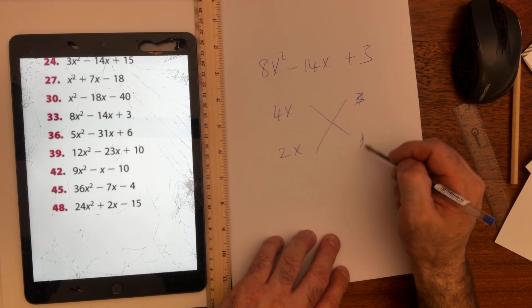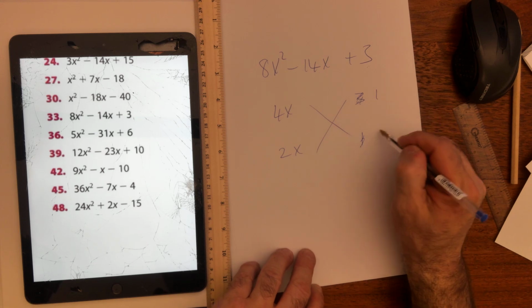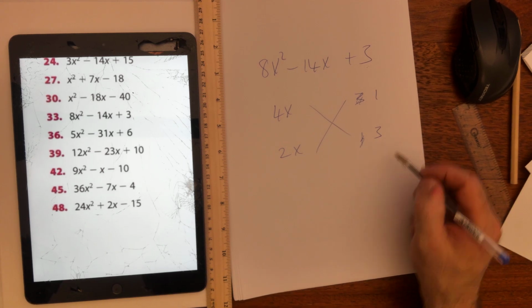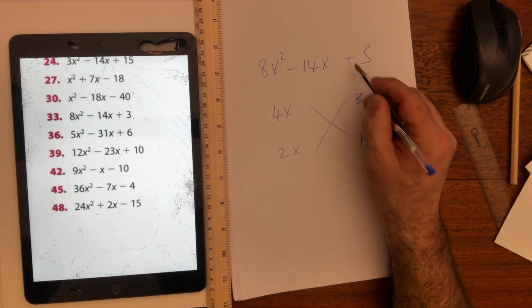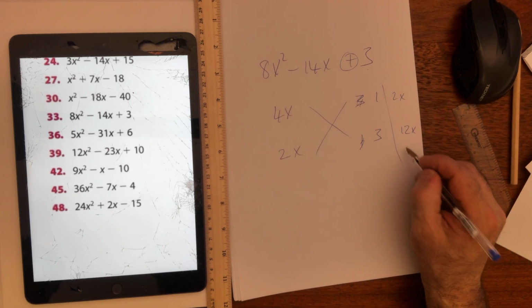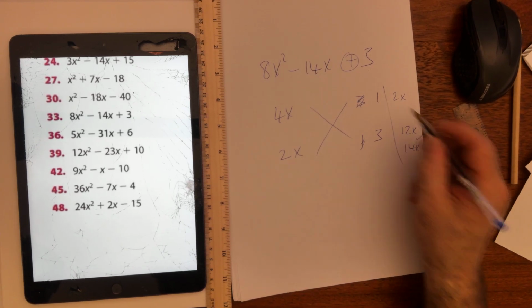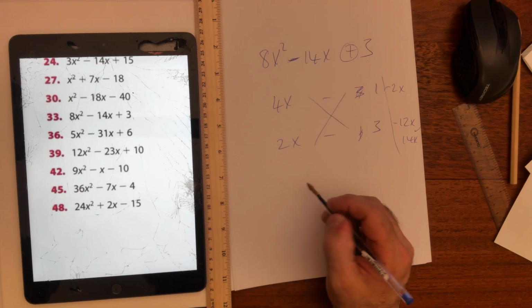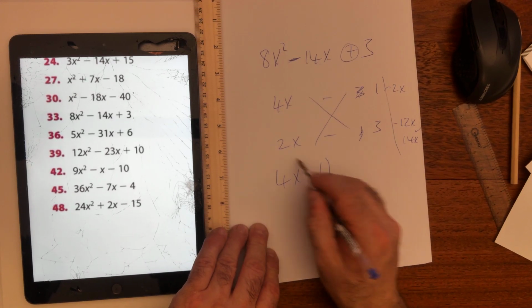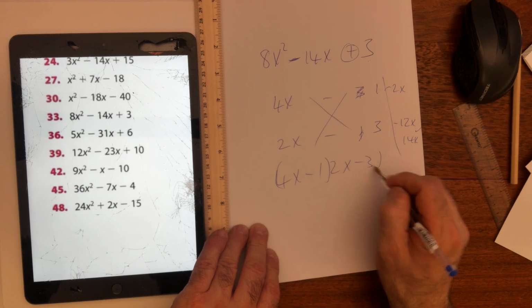Now some people mightn't even write it down, they just do it in their head so that they don't have to cross anything out. But now we're looking good with the 12x and the 2x, and it's plus, so we're adding them to get 14x. It's just that they're both negative because of this. And we have 4x minus 1 by 2x minus 3.